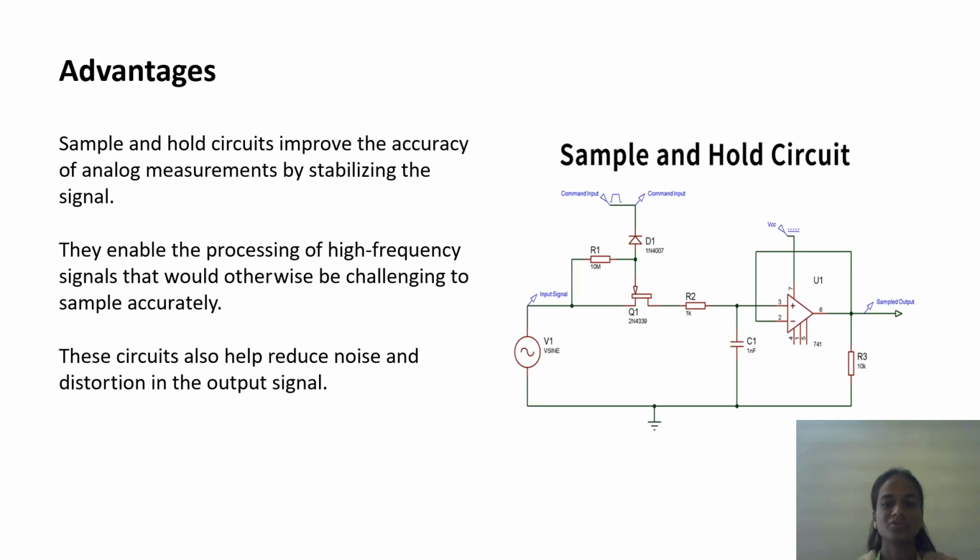Advantages of sample and hold circuit. Sample and hold circuits improve the accuracy of analog measurement by stabilizing the signal. They enable the processing of high frequency signals that would otherwise be challenging to sample accurately. The circuits also help reduce noise and distortion in the output signal.